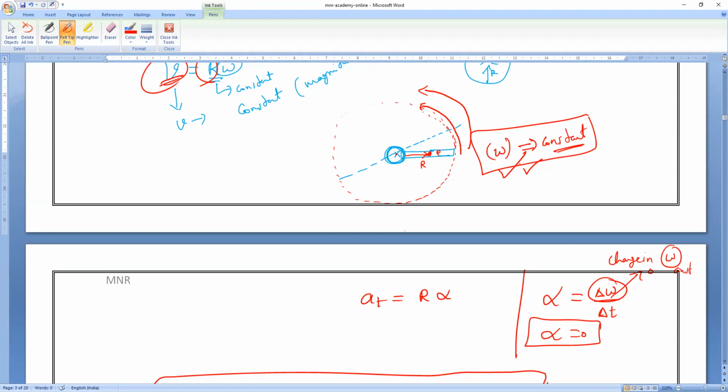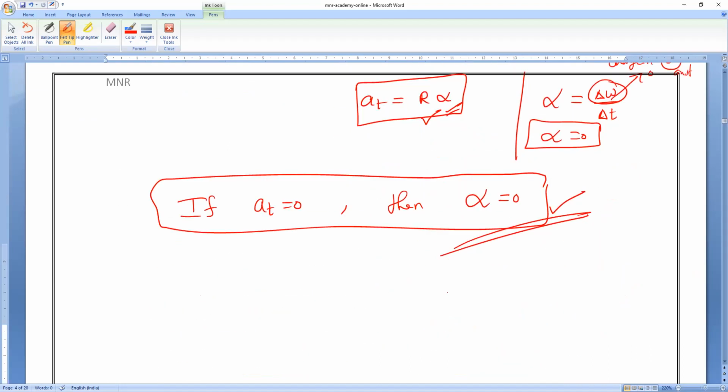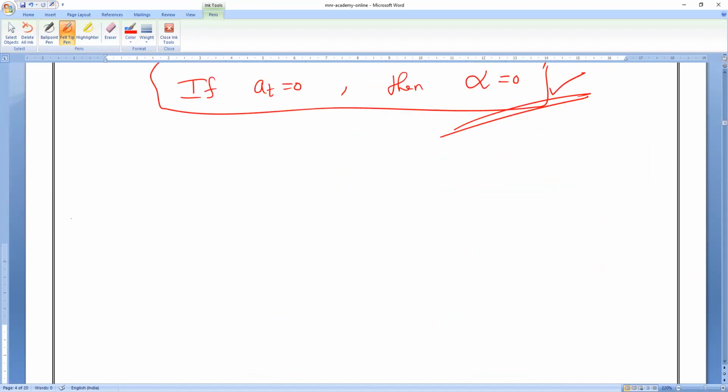So let us prove that also. We have written that tangential acceleration is equal to R into angular acceleration. Am I right? So let us prove it. We all know that tangential acceleration is equal to the derivative of the magnitude of velocity divided by dt. Am I right or wrong?